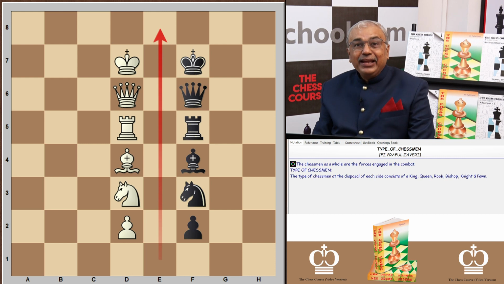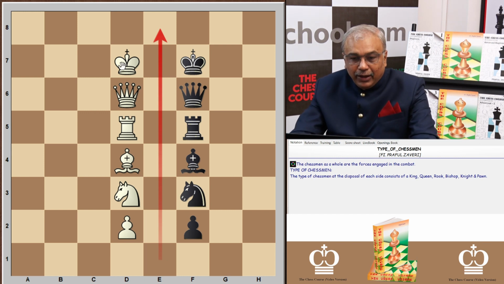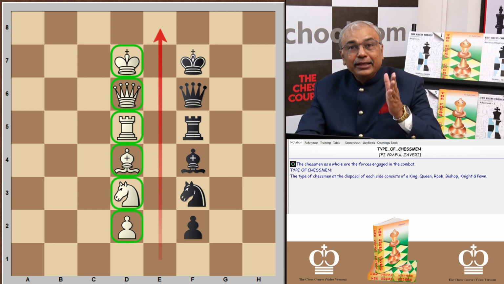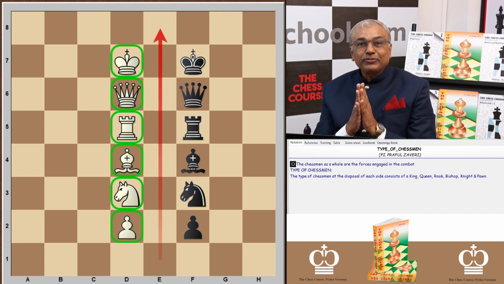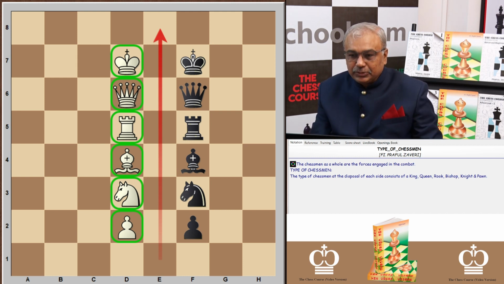Going ahead, we now come to the types of chessmen. So basically chessmen are the forces that are engaged in this warfare. And we have 6 types of chessmen, and it consists of a king, queen, rook, bishop, knight and pawn. So if somebody asks you how many types of chessmen are there, then well, there are 6 types of chessmen.